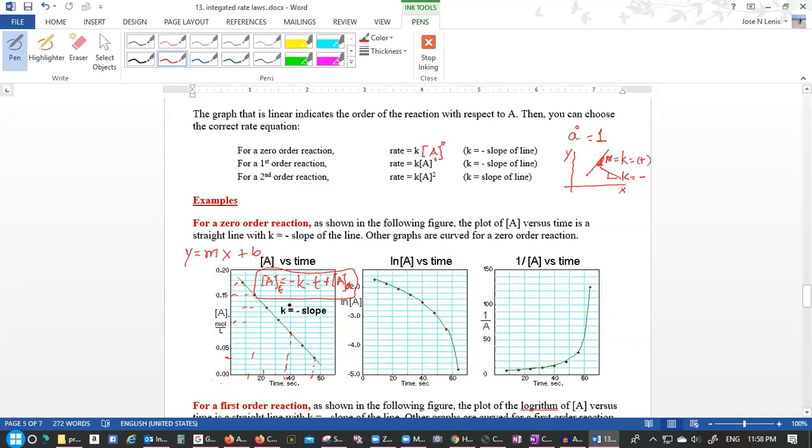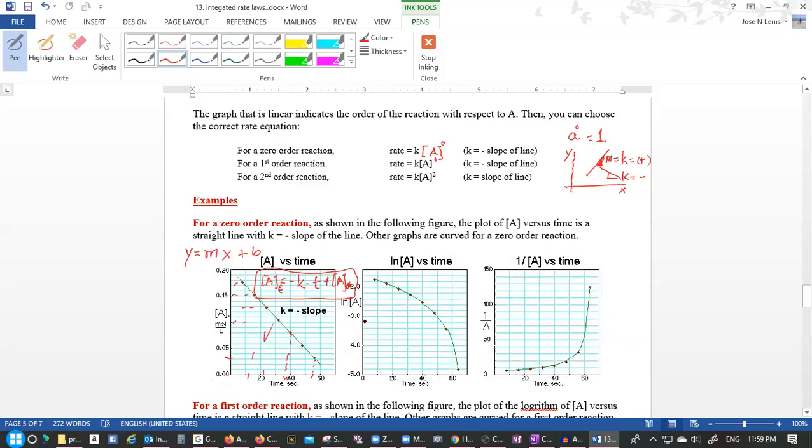Let's keep playing with this to see if there's any other chance to get a straight line. And the second possibility will be, and you can ask yourself, okay, what will happen? What will be the shape of the graph if we plug natural log of A against time instead? On this one, we got a straight line and we say, bingo, we got it, that's it.